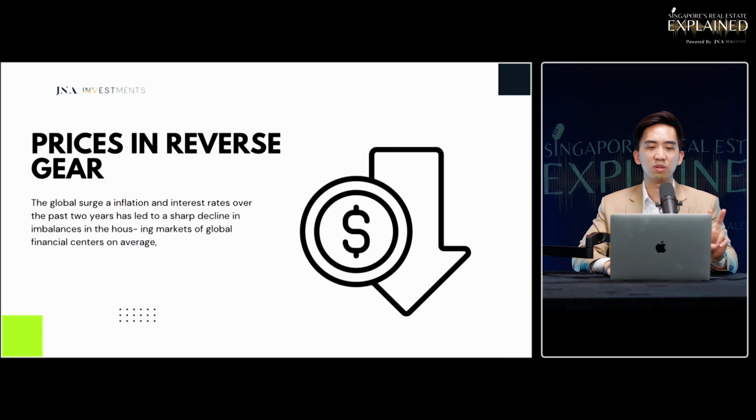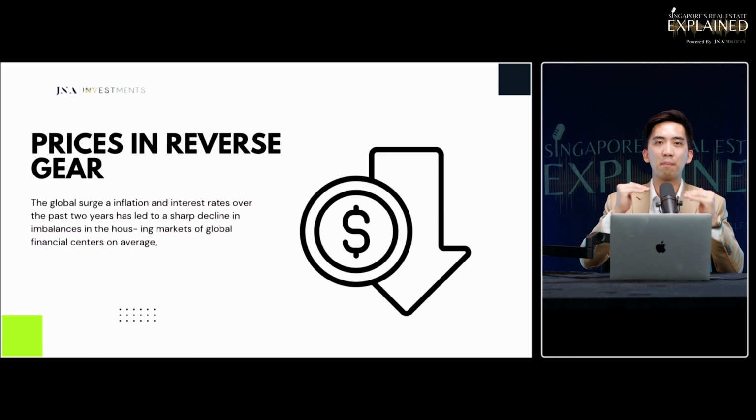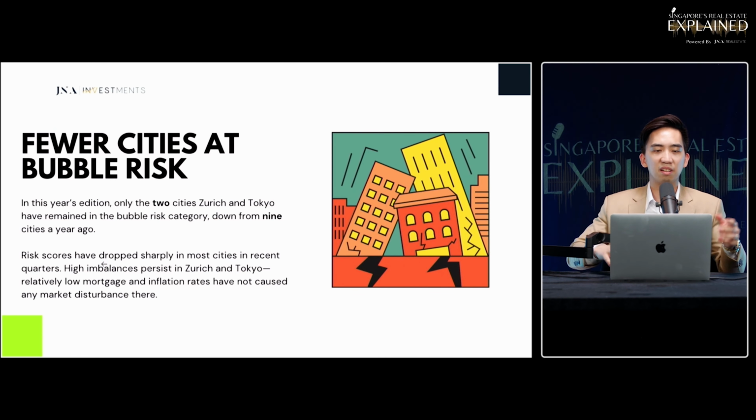And this is due to 2 main points, which are inflation and interest rates in the past 2 years. This caused a decline in the imbalance in the housing markets, which in other words causes the market to be more stabilized and the market bubble to be deflated. The second thing to take note of is that because of this, the number of cities at bubble risk, which I mentioned just now, dropped from 9 to 2. Only a few cities like Zurich and Tokyo still have bubble risk because they have very low mortgage rates, which we will figure out later on how it affects the property market, and inflation rate hasn't been high. This is a very big topic we'll run through later on.